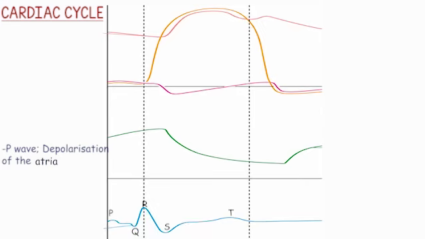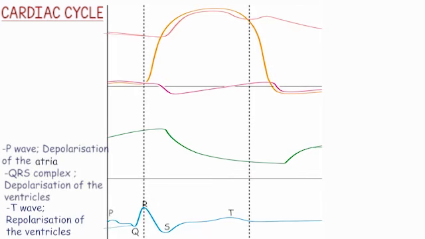Next on the ECG is the QRS complex, and this represents the depolarization of the ventricles, which triggers the ventricles to contract during ventricular systole. And lastly, on the ECG, we have the T wave, and this represents the repolarization of the ventricles, and this causes the ventricles to relax, and this is what triggers ventricular diastole. So please, you have to remember what each of those parts of the ECG represent. So I hope that is clear on the ECG.